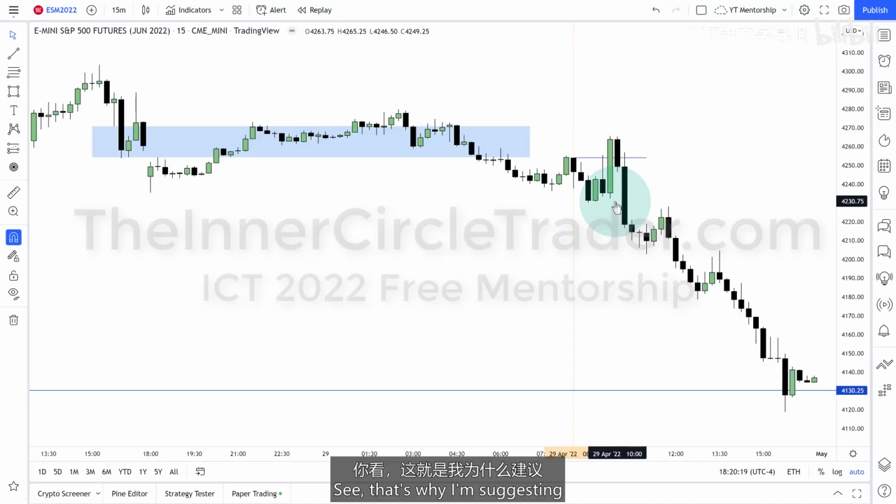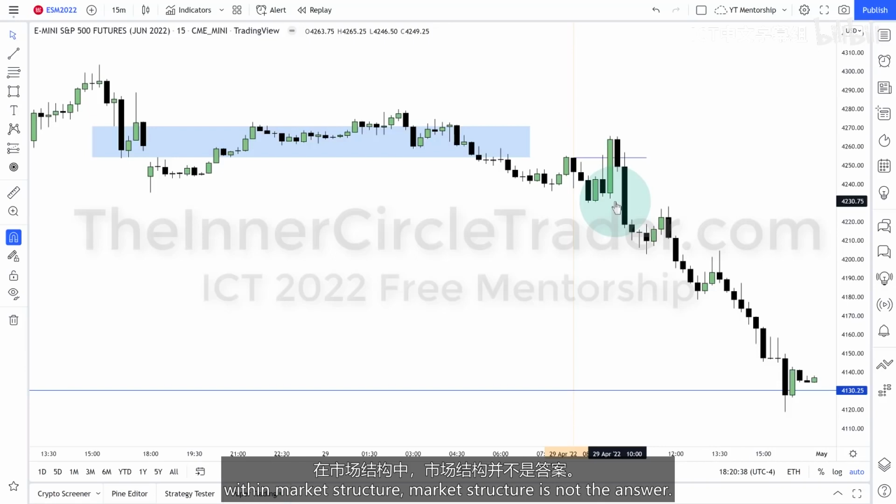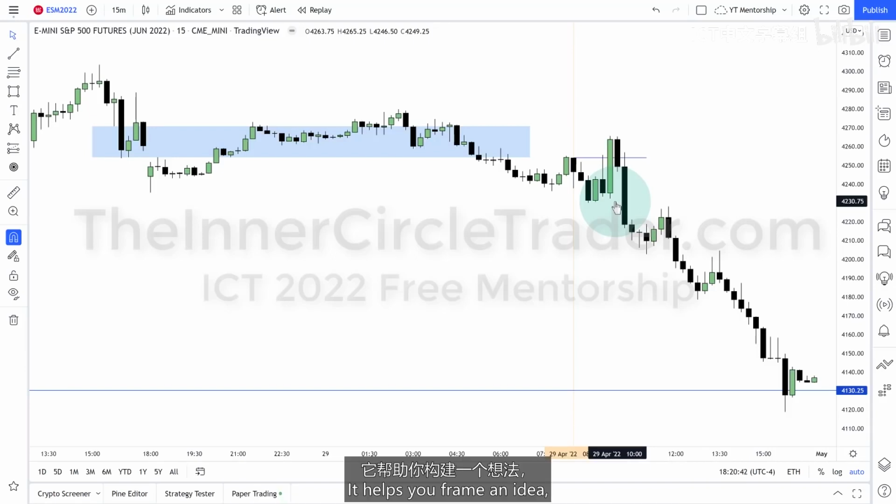Okay. See, that's why I'm suggesting that when people are studying price, they can't just assume that an indicator is overbought, so therefore it's a good sell or a shorting opportunity. It's not always. But if you understand the narrative, market structure alone is not the answer. It helps you frame an idea, but the idea must be in alignment with the present narrative.